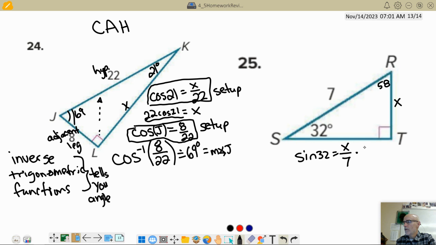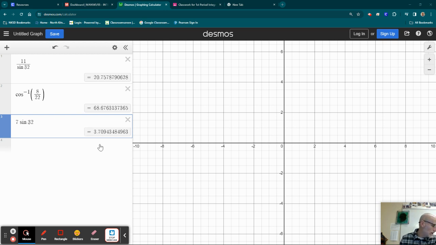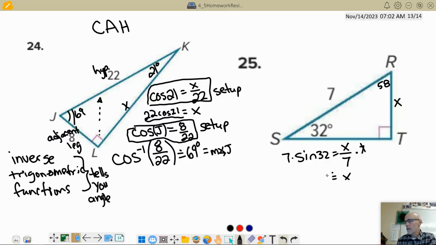This one's now hopefully seeming pretty familiar to you. We can cross off the 7 on that side, multiplying both sides by 7. And x comes out to be approximately 7 times sine 32. 7 sine 32, I get 3.7. What was it again? We're rounding to the nearest tenth. Yeah, 3.7 is my x value.